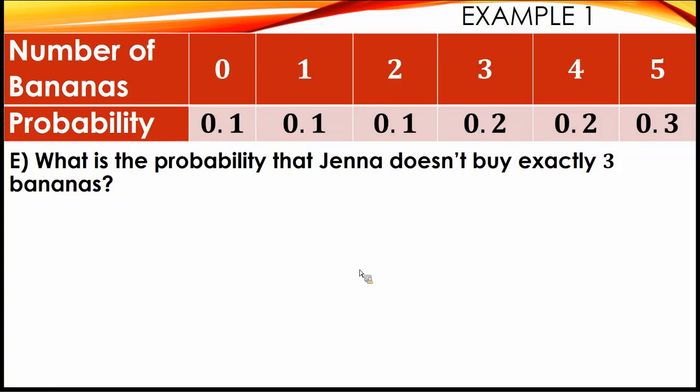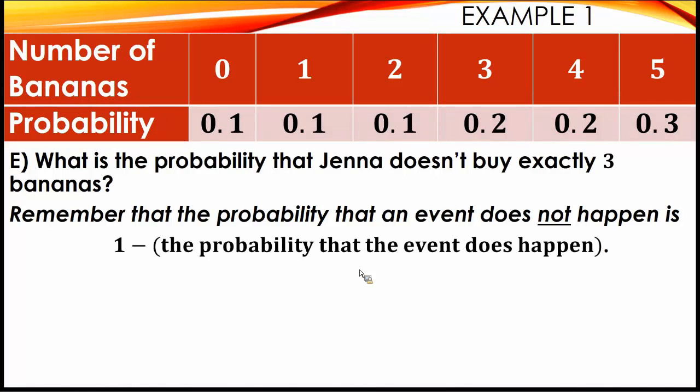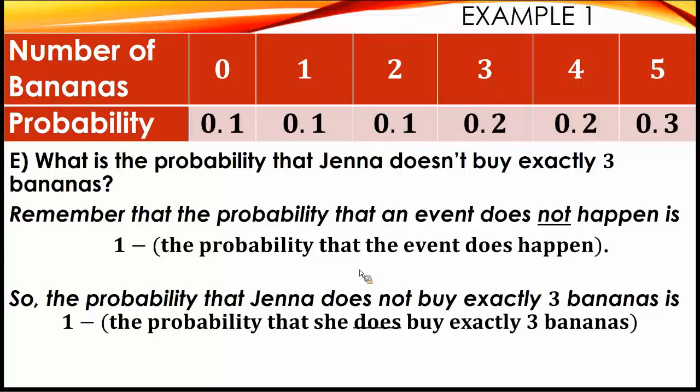What is the probability that Jenna doesn't buy exactly 3 bananas? Well, first we've got to remember that the probability that an event does not happen is 1 minus the probability that the event does happen. So whenever we have the probability of the event that does happen, we subtract that from 1. So the probability that Jenna does not buy exactly 3 bananas is 1 minus the probability that she does buy exactly 3 bananas. So 1 minus 0.2, which equals 0.8, or 80%. So the probability that Jenna does not buy exactly 3 bananas is 80%.